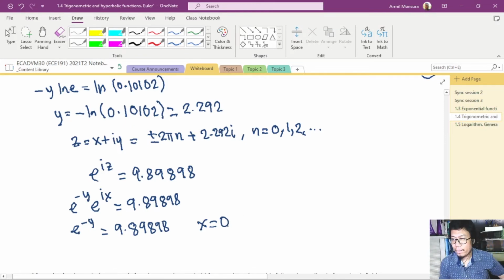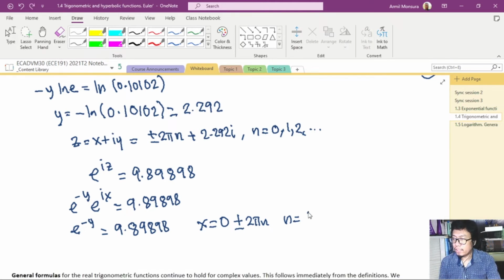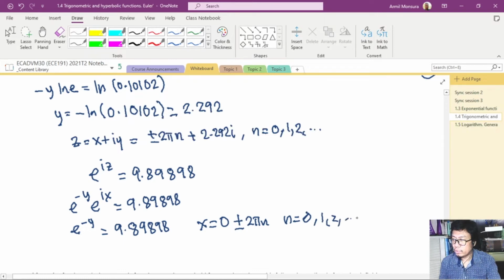Again, since this x is an argument for your exponential, we need to add multiples of 2 pi to include all those ambiguous numbers that result from using the exponential form. So we'll add 2 pi n for n equals 0, 1, 2, and so on.